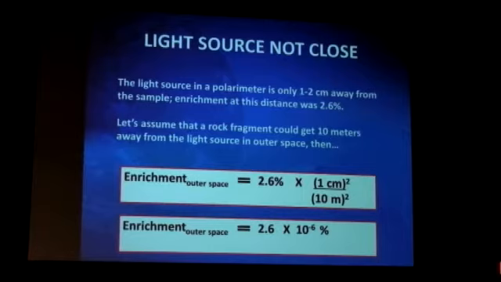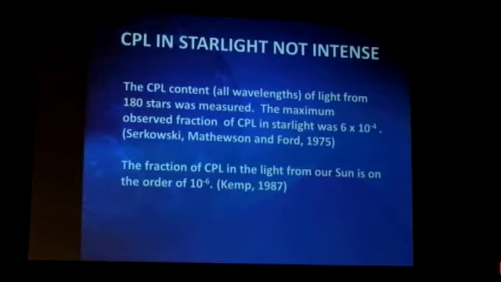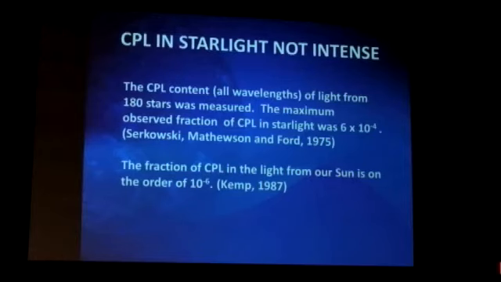And I think it's safe to say that if any rock fragment got within 10 meters of a star, it's not going to get out of that gravity field. So all of a sudden, there's not very good evidence there. Plus, even if we give them that, the CPL content of light from 180 stars is measured, and the maximum observed fraction of CPL in starlight in all of these 180 stars was 6 × 10⁻⁴. Quite a small number. And even on our own sun, CPL is on the order of 10⁻⁶.